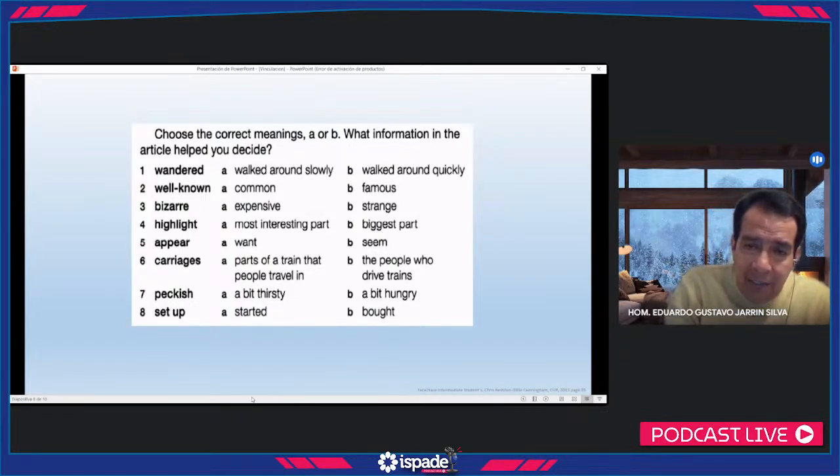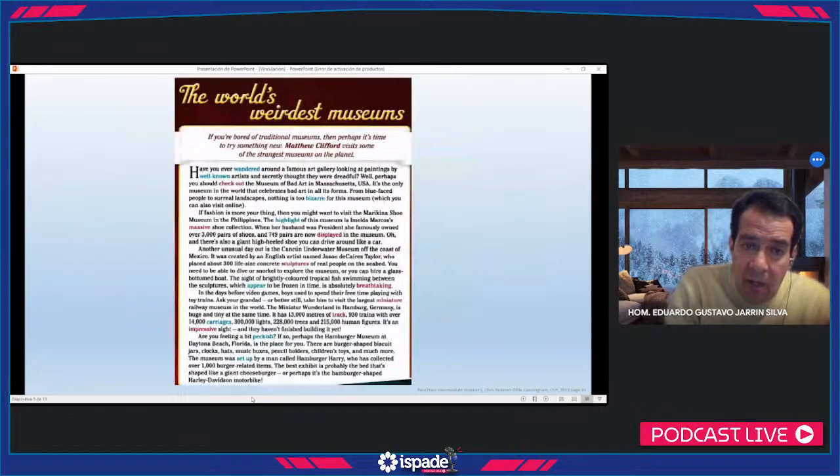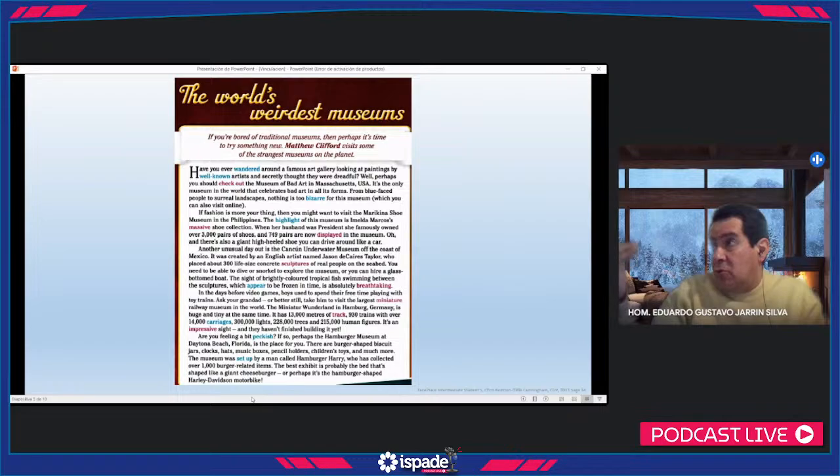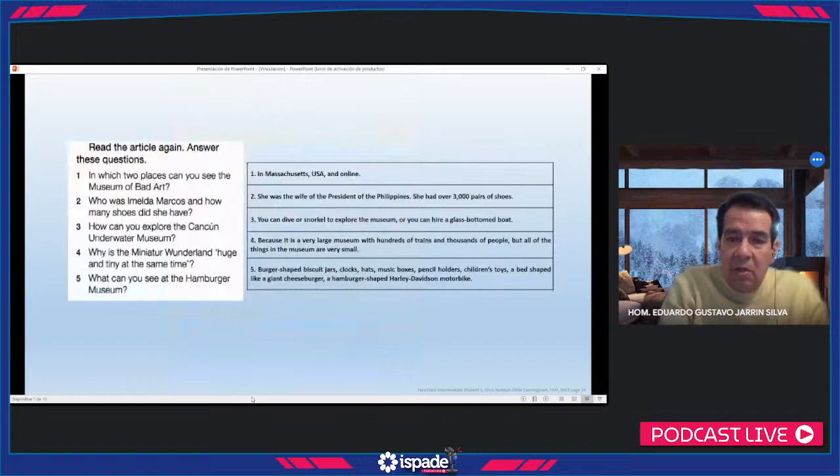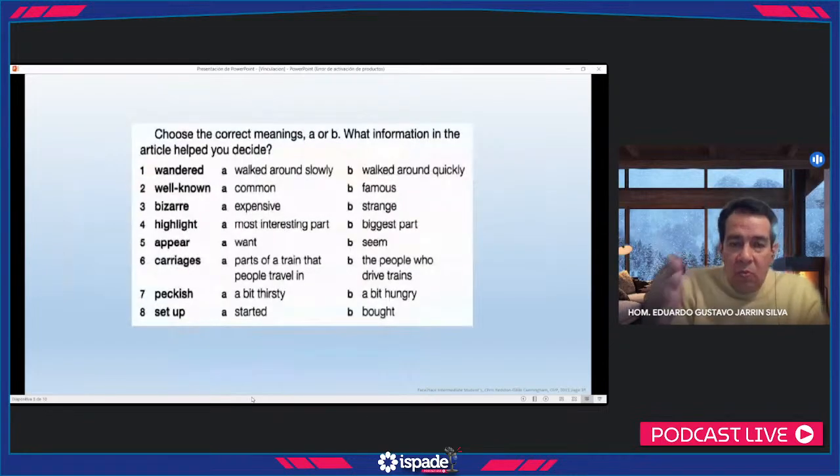So you go back to the text and it says, have you ever wandered around the famous art gallery looking at paintings by Will? Okay, so in an art gallery, if you're there to look at the art, right, you walk slowly or you walk quickly. Evidently, using common sense, critical thinking, you walk slowly. Then you have the answer. So wander is walk around slowly.